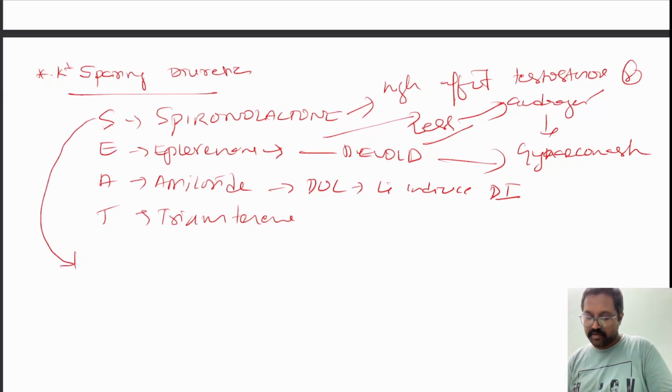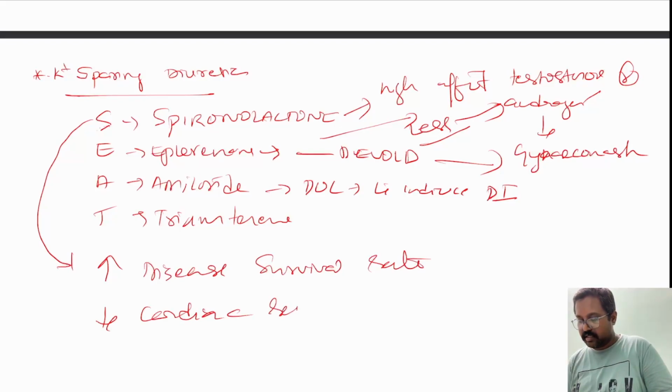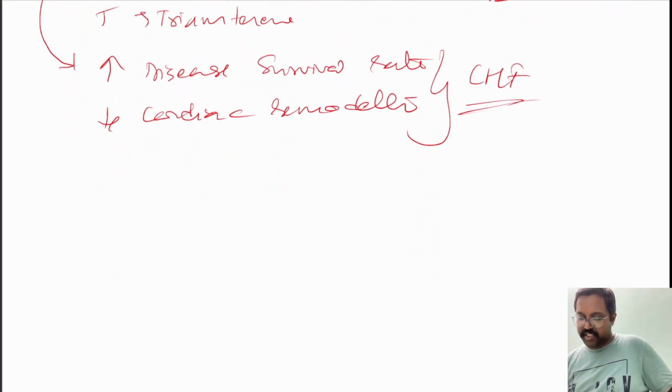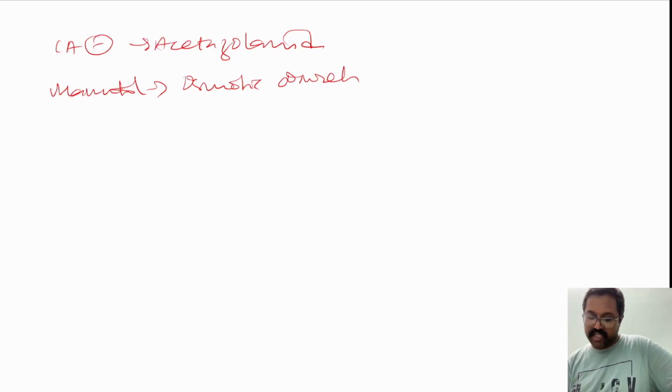Spironolactone is also the one which will increase the survival rate by decreasing the cardiac remodeling in congestive heart failure patients. Apart from that, what you need to remember is that mannitol is used as an osmotic agent. We have carbonic anhydrase inhibitors like acetazolamide, and mannitol is an osmotic diuretic.